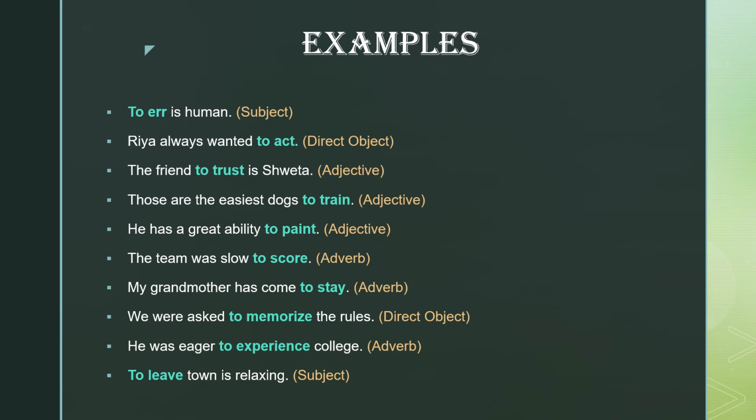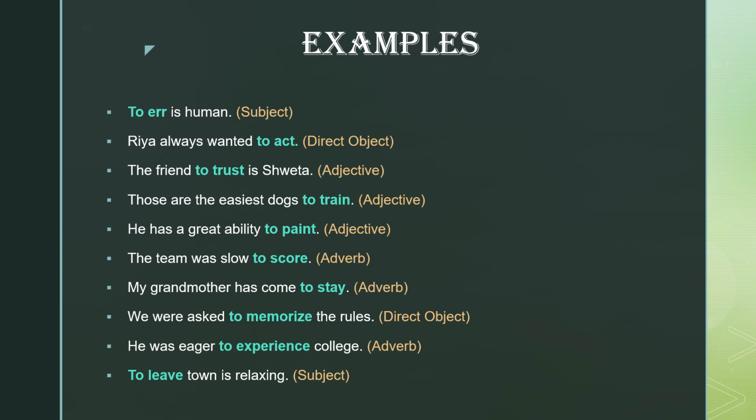The team was slow to score. Slow again is an adjective. What was slow? The team was slow. So slow is an adjective. So here to score is acting as an adverb. My grandmother has come to stay. Why has my grandmother come? To stay. So come is a verb and this to stay is modifying the verb come. Therefore, it is acting again as an adverb.